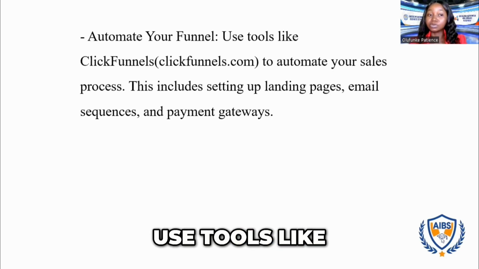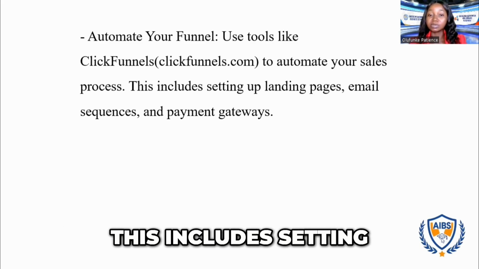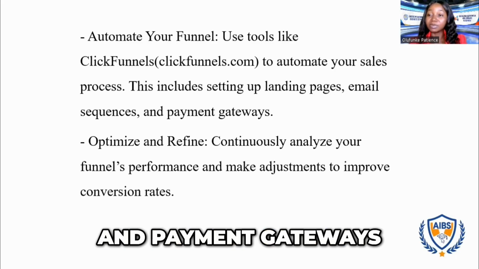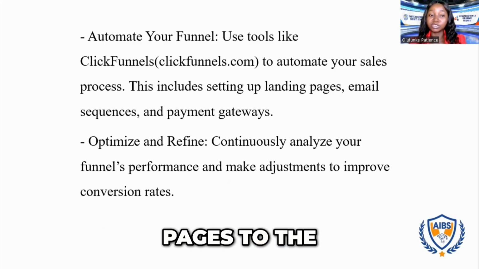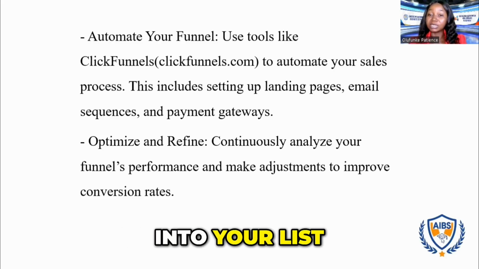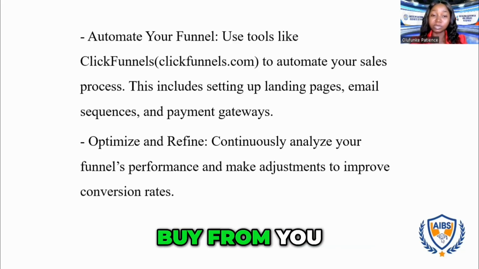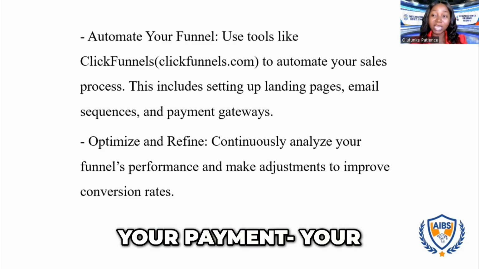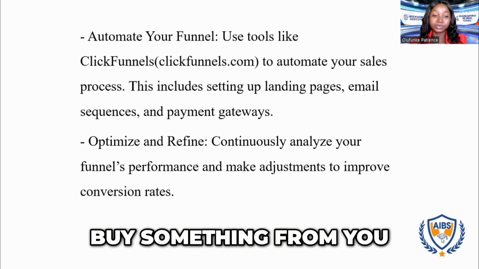Automate your funnel. Use tools like ClickFunnels to automate your sales process. This includes setting up landing pages, email sequences, and payment gateways. So from your landing pages, to the email sequence you are going to send to them when they opt into your list, and also the payment gateways when they finally want to buy from you. They're not going to call you because they want to buy from you. Your buy buttons should be there where they can easily click and buy something from you.